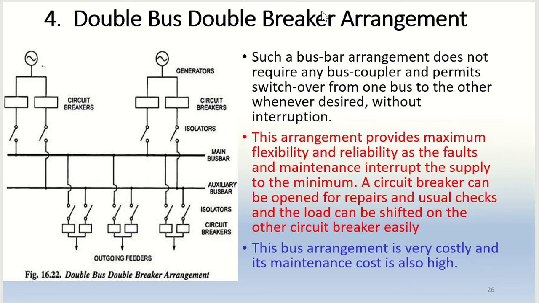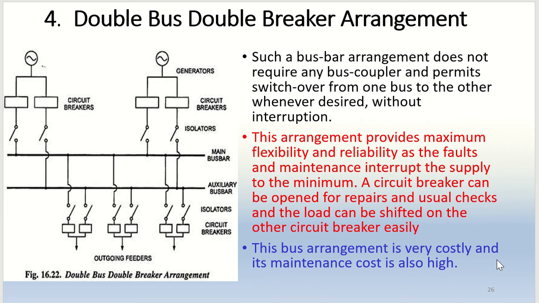Let us start with the double bus double breaker arrangement. In this arrangement, as the name suggests, there are two busbars. One is called the main busbar and the other the auxiliary busbar. Such a busbar arrangement does not require any bus coupler and permits switchover from one bus to the other whenever desired without any interruption.